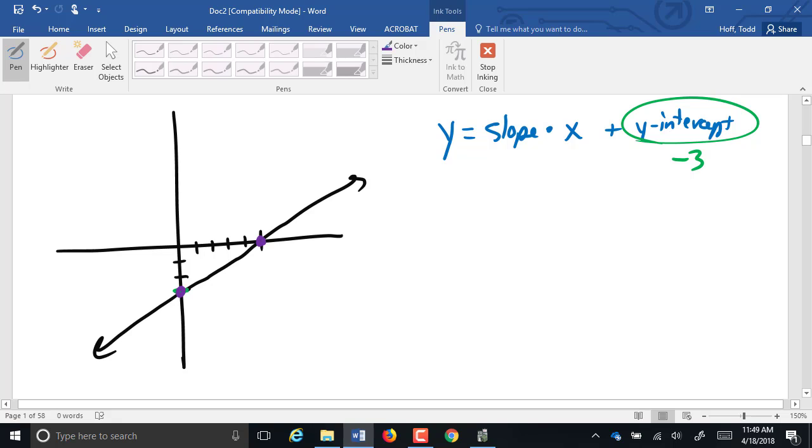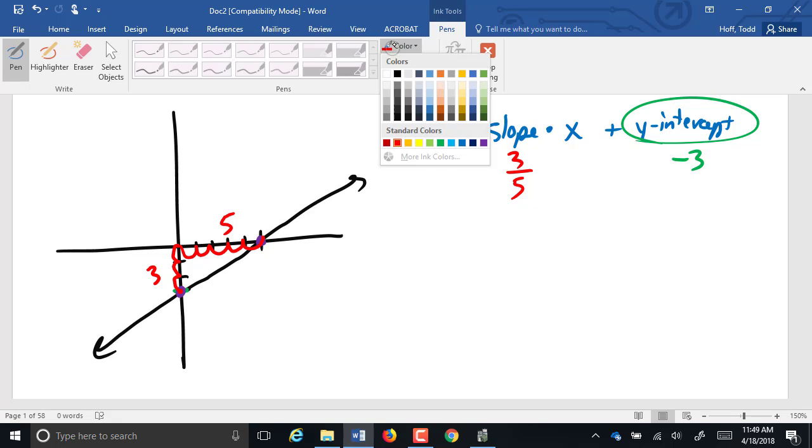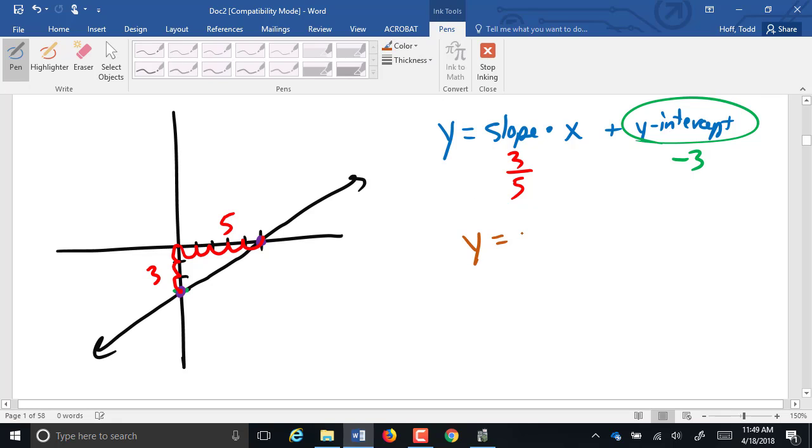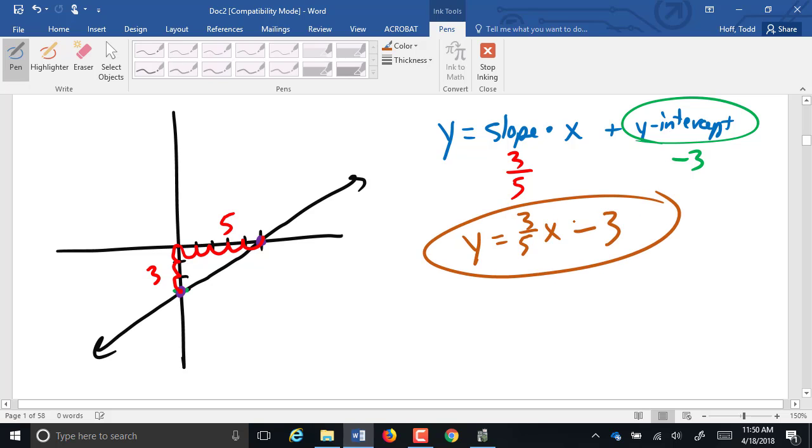Working left to right, we're going to start at this one. To get to the other one, we rise 1, 2, 3. That is up, so it's a positive 3. And we run, again going left to right, 1, 2, 3, 4, 5. So that is a 3 to 5 slope, which makes that equation y equals slope times x becomes 3/5 times x plus or minus the y-intercept. Well, it's a negative 3, so it's minus 3. If you'd put plus a negative 3, that would also be correct.